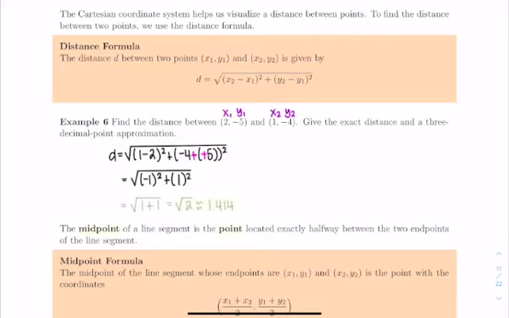And so let's simplify a little bit more. -1 squared is 1, and 1 squared is 1. And so we end up with the square root of 2 as our exact answer, and the 3-point decimal approximation is about 1.414.